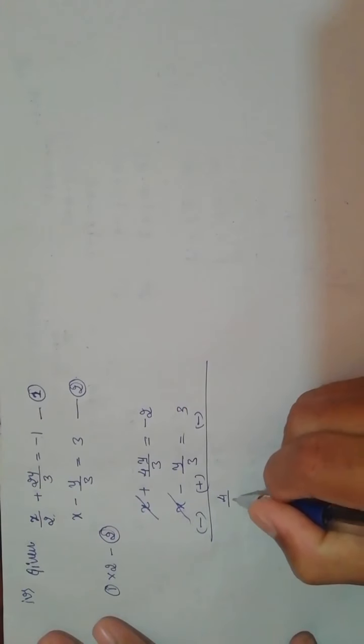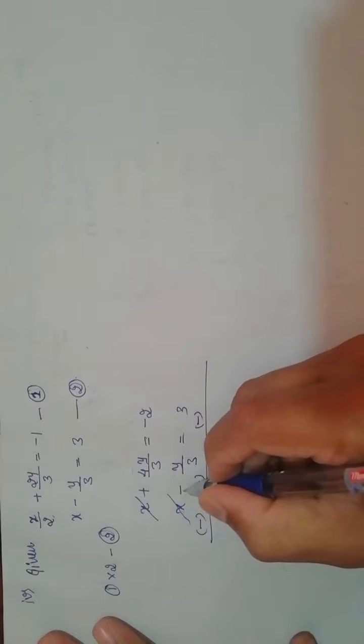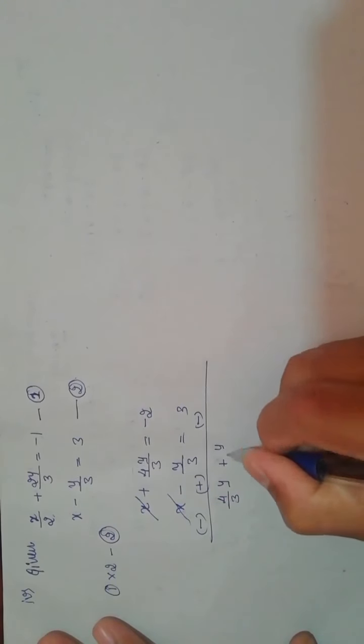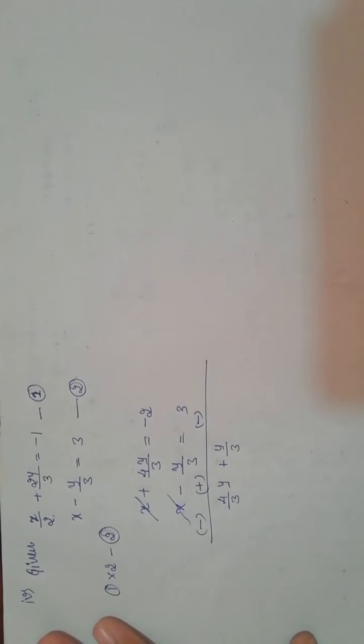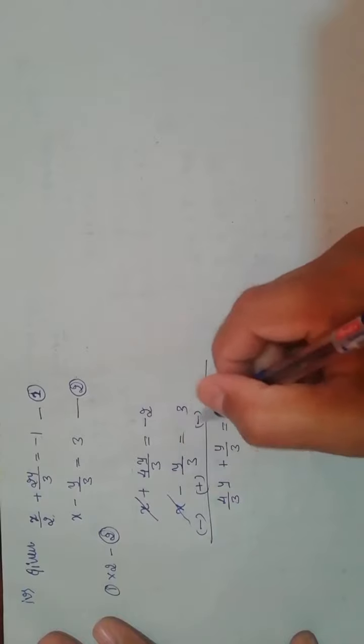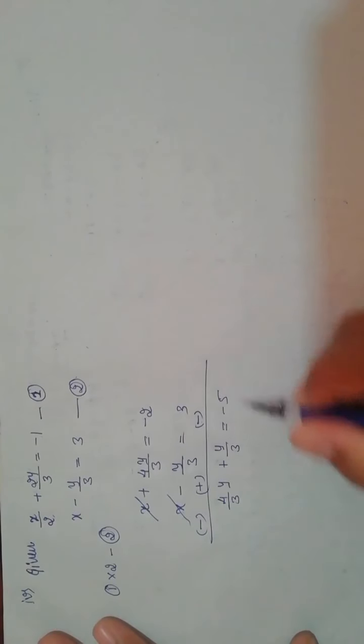Okay, 4 by 3y, you can write it like this. Then here the sign is changed, so you need to consider plus. Okay, plus y by 3, or 1 by 3 into y, you can write it in any way, which is equal to minus 2 minus 3. Okay, minus 2 minus 3 means it will become minus 5.